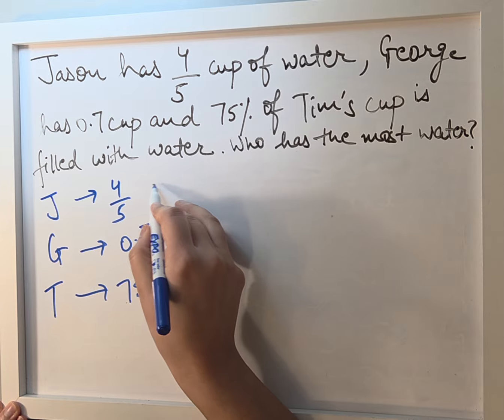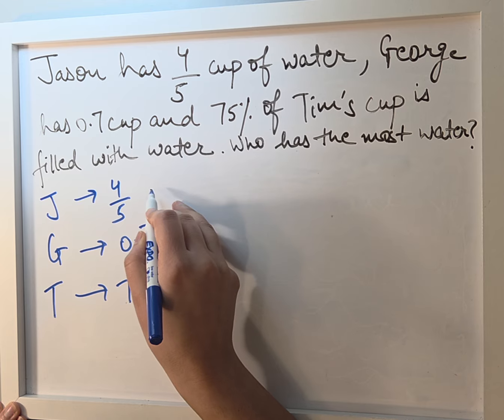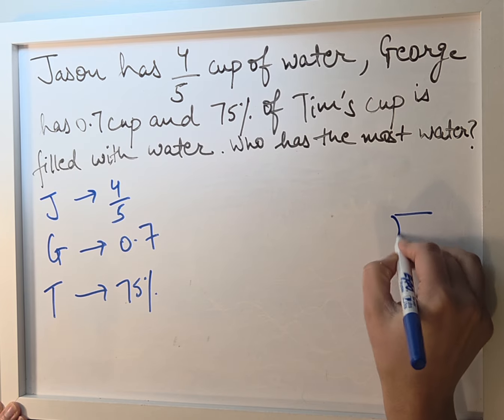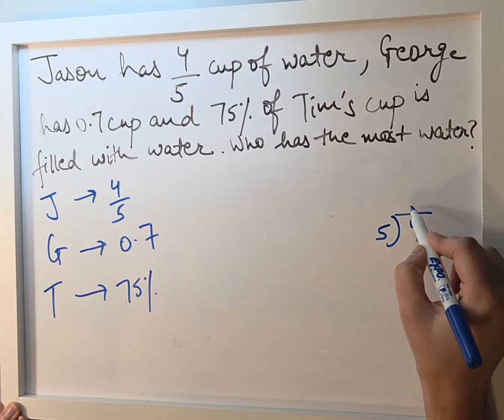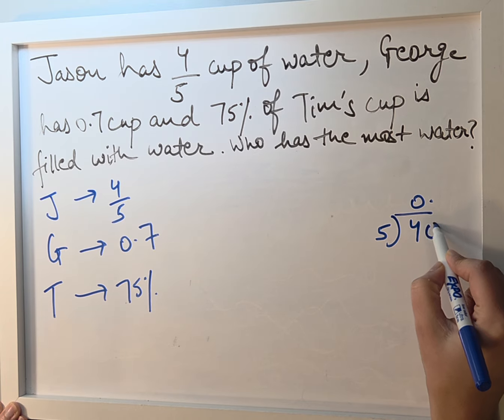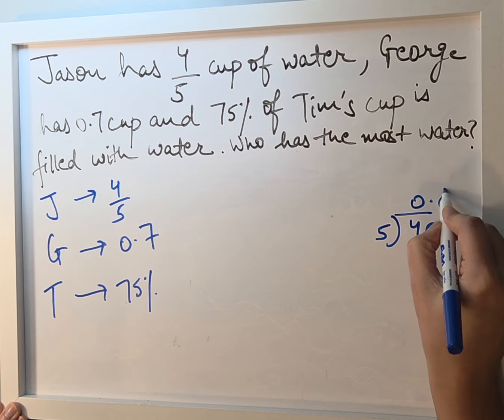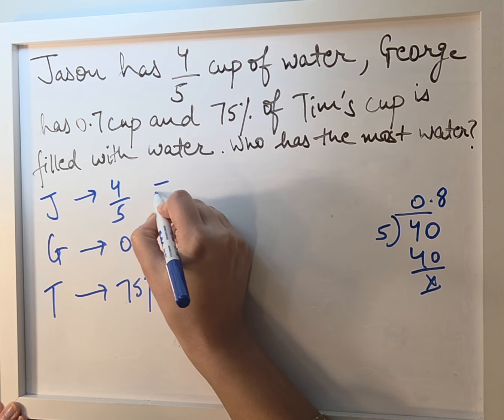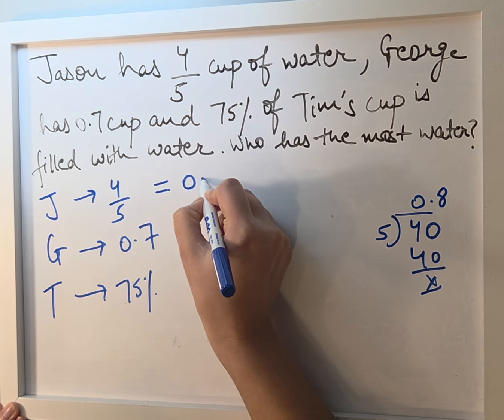Okay, so if we want to convert 4/5 into a decimal, what do we do? We divide 4 by 5, we get 0, and then we get a 0 here. So 5 times 8 is 40. Okay, so we get 0.8. And the quantity for George is already given in a decimal. So George has 0.7 cup of water, so we keep it as is.